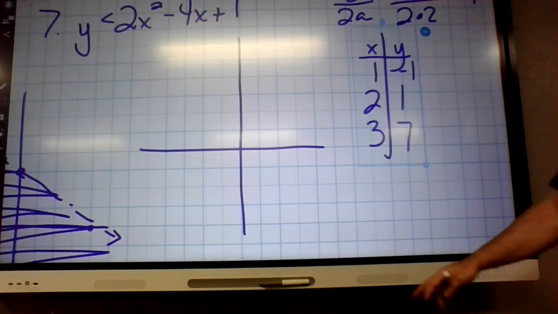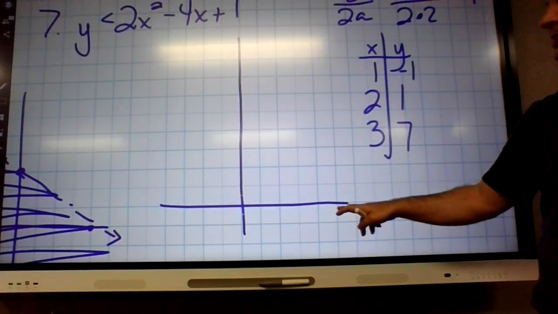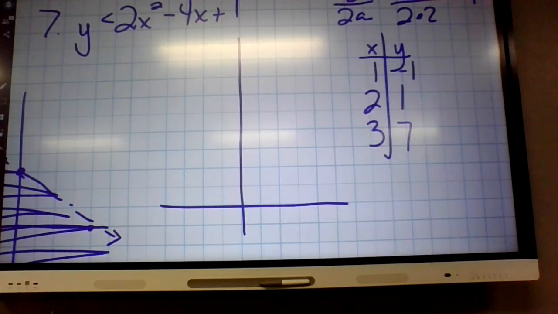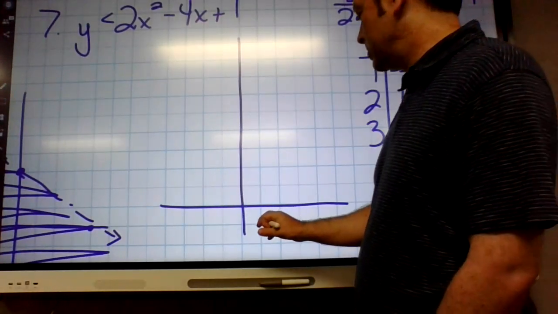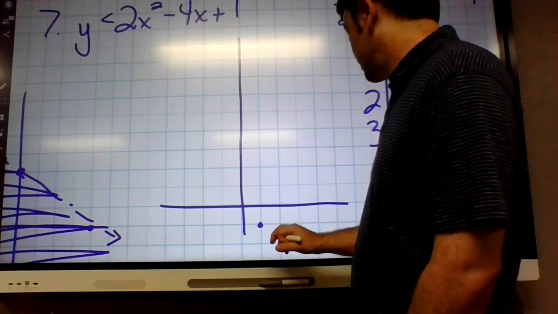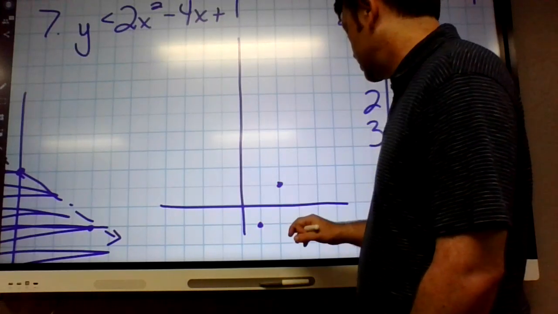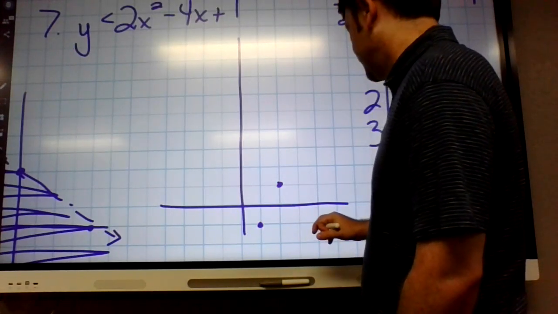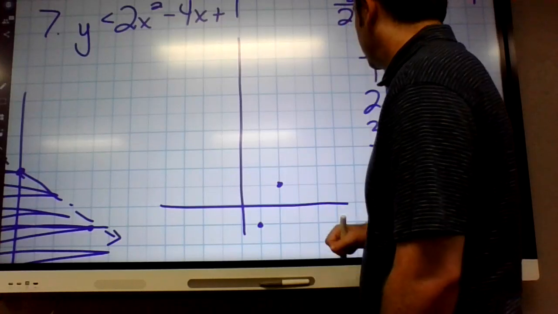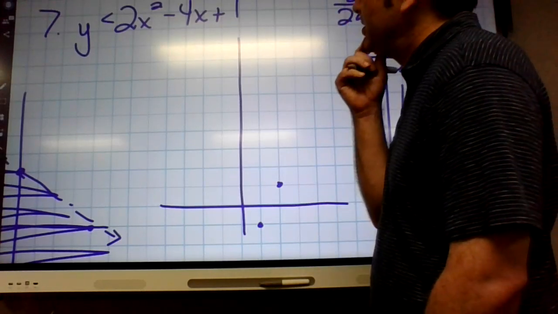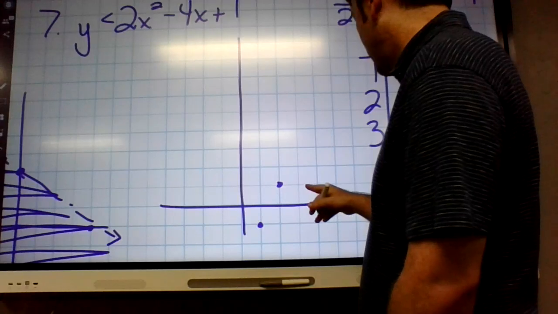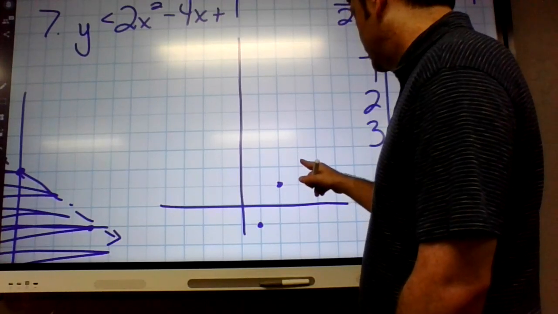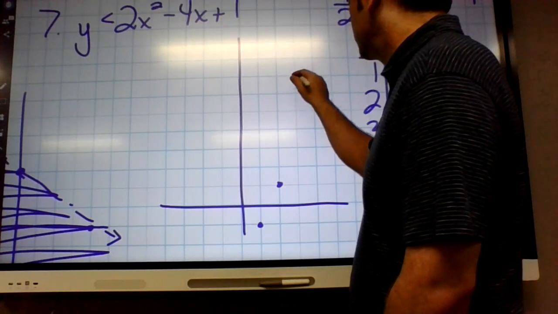Ooh, that's tall. So you might want to put your x-axis down here. Don't you guys wish you were doing this on a smart board? Yes. 1, negative 1, 2, 1, 3, 7. 1, 2, 3, 4, 5, 6. Wait, did I get 3 right? Let me check again. 9 times 2 is 18 minus 12 is 6, yeah. Okay. 1, 2, 3, 4, 5, 6, 7.